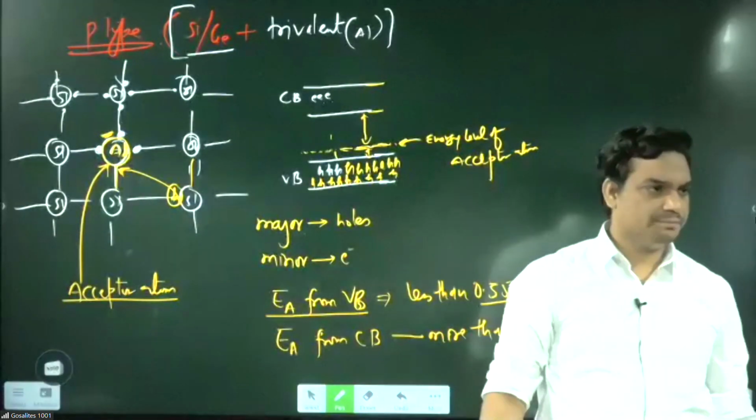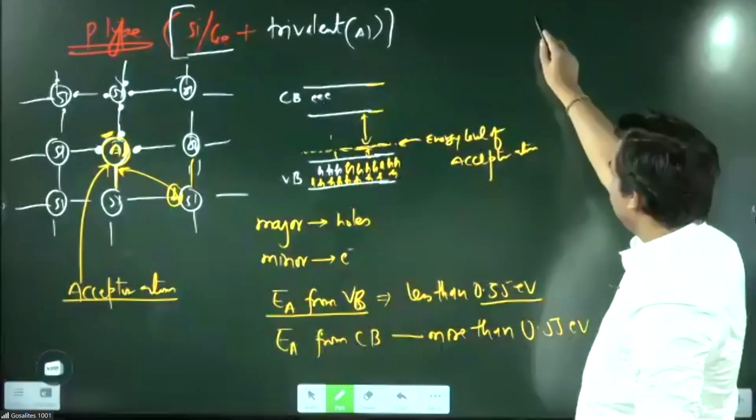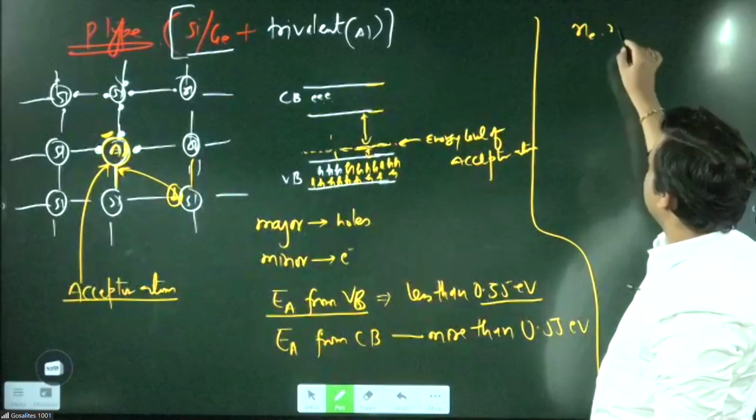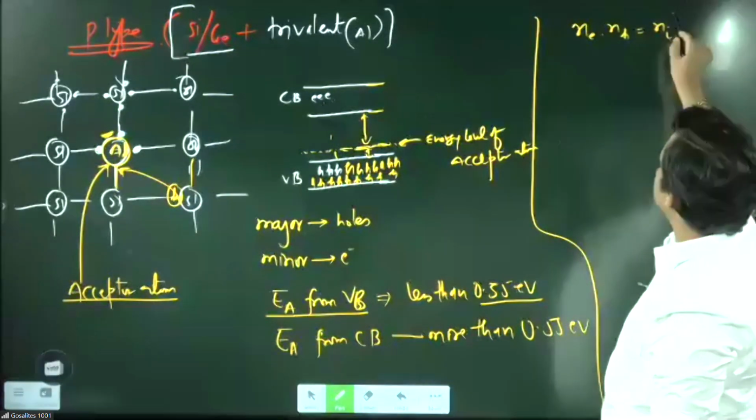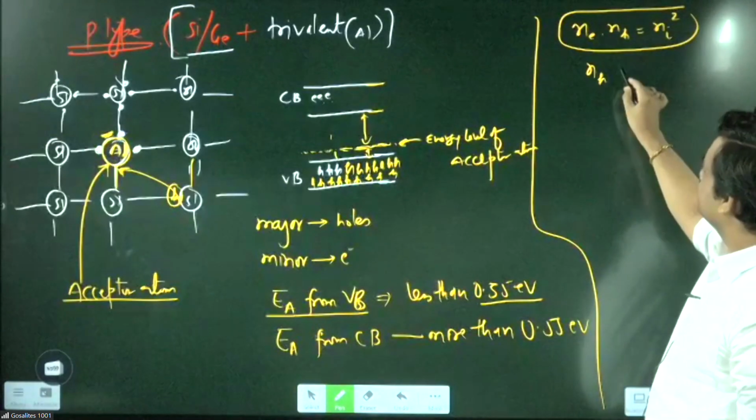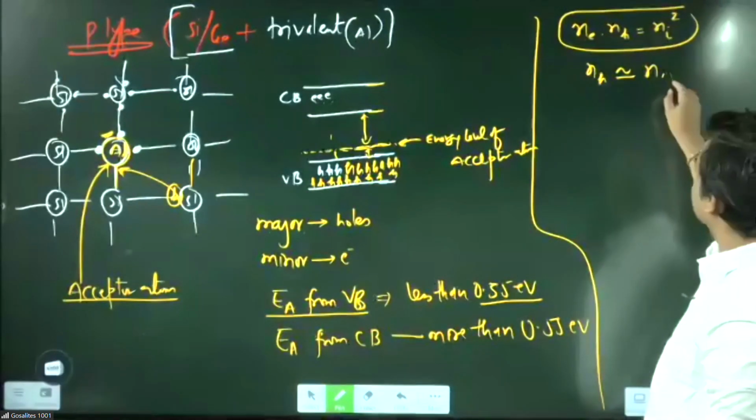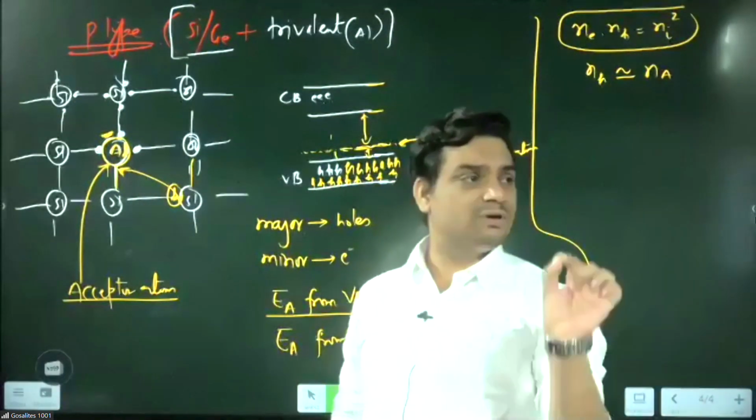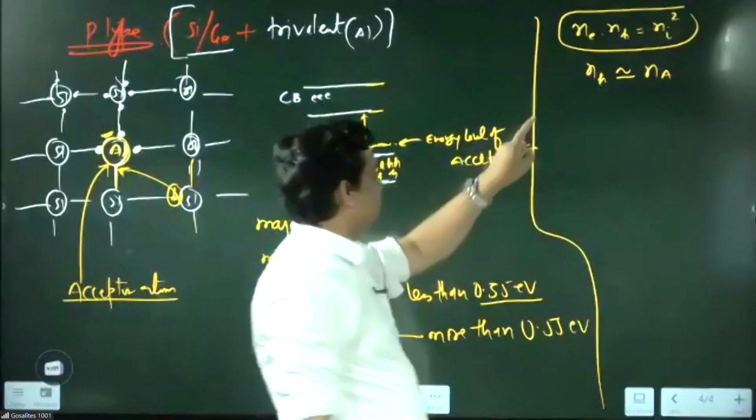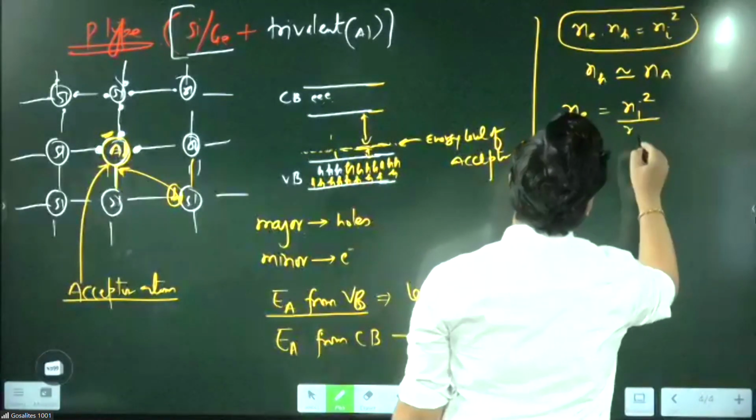Now, next thing we can write here. Current will be because of both, so we can write Ne into NH will be equal to Ni whole square. But here NH is mainly because of your acceptor atom, Na. Holes we are getting mainly because of acceptor atom, a huge number of holes. So we can write NH will be equal to Ni whole square by Na.